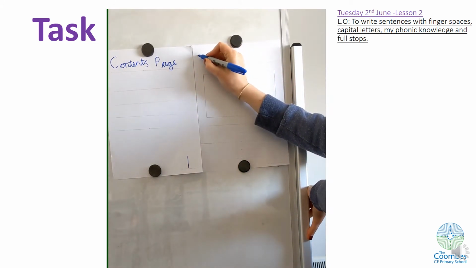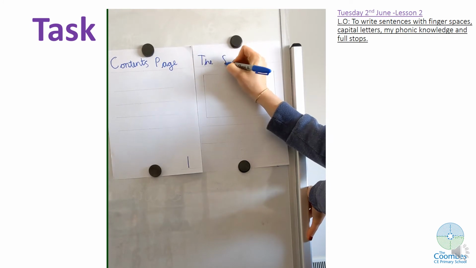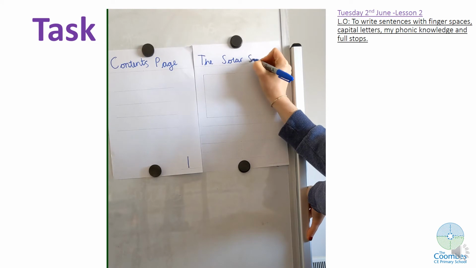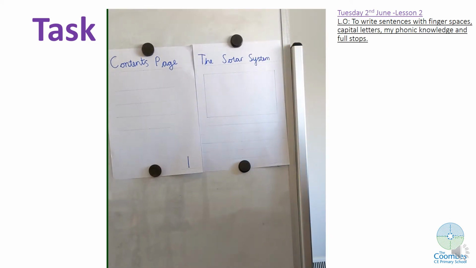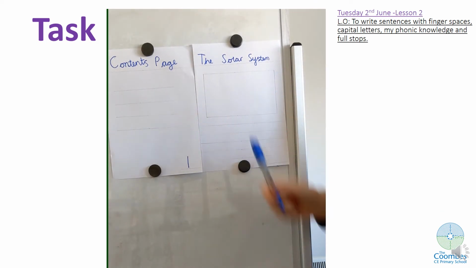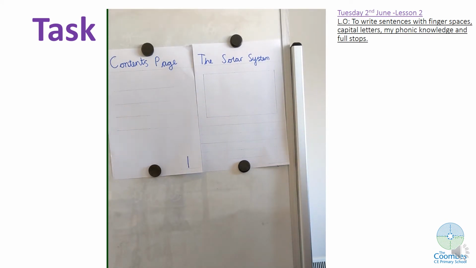The solar system. Once again, there is a box underneath where you can do your picture. However, I would like you to try and do your sentences first, and then once you've done your sentences, draw your picture in.